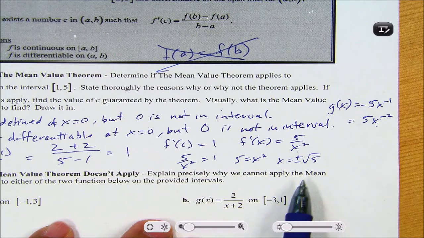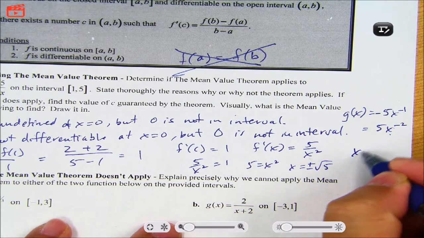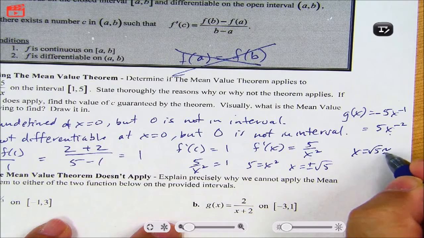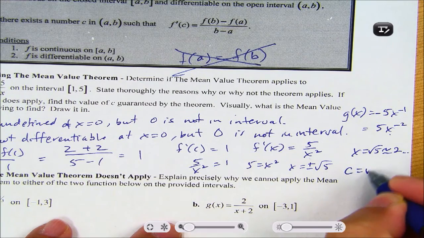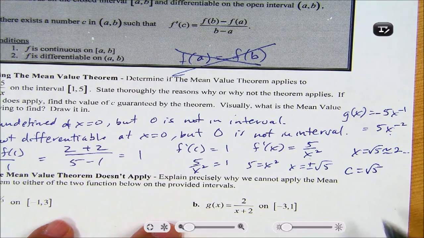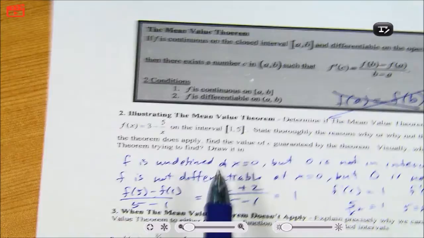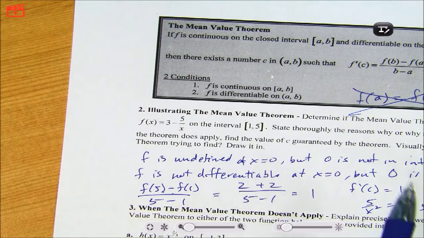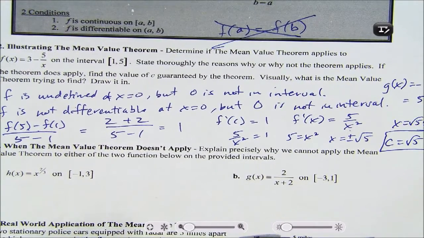Now, the negative square root of 5 is not in the given interval. So you just want x equals square root of 5. Right, that's approximately 2 point something. So you know it's square root of 5. So that's C. So C equals square root of 5. This is the guaranteed C. Okay? So you said you wouldn't use the negative, so it would only be positive, right? Right. Because the negative is not in this interval of 1 to 5. Question on the first example.